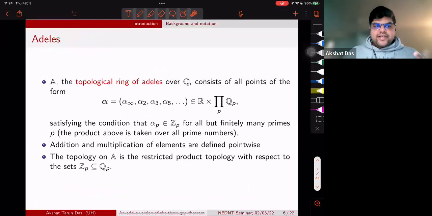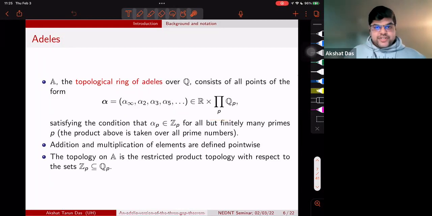Okay, so now the next thing that we have is the topological ring of adeles over Q, which is denoted by A. This is a collection of infinite tuples where the first component, in the Archimedean place, comes from the reals, and all the other non-Archimedean places are indexed by the primes. The elements there come from Q_p for every prime p, with the condition that all but finitely many of these alpha_p need to be in Z_p. It is important to note that this product is over all the primes p. This has the restricted product topology with respect to Z_p, and addition and multiplication are defined pointwise for each component.